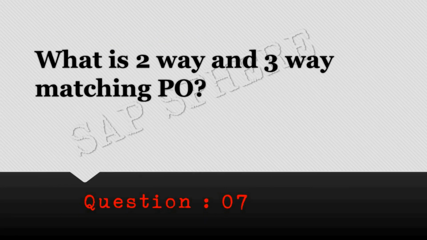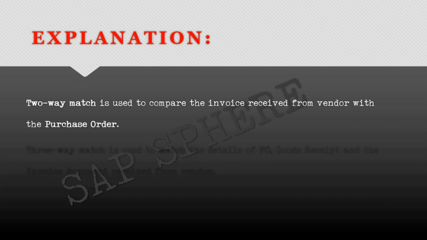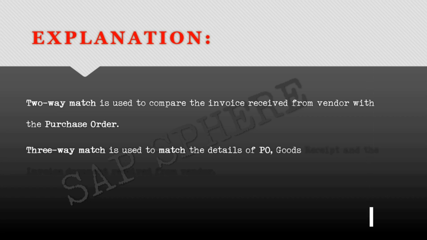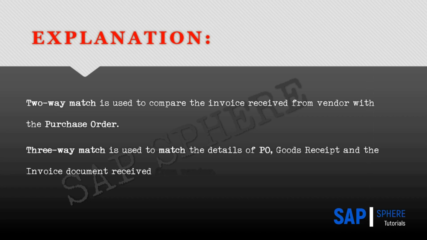What is two-way and three-way matching purchase order? Two-way match is used to compare the invoice received from the vendor with the purchase order. Three-way match is used to match the details of purchase order, goods receipt, and the invoice document received from the vendor.